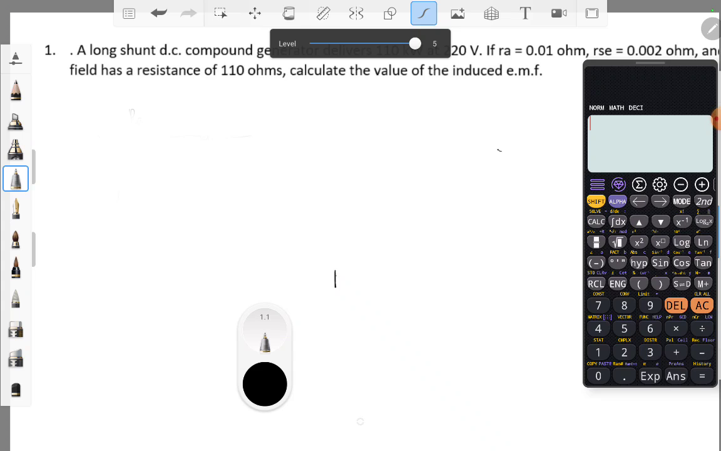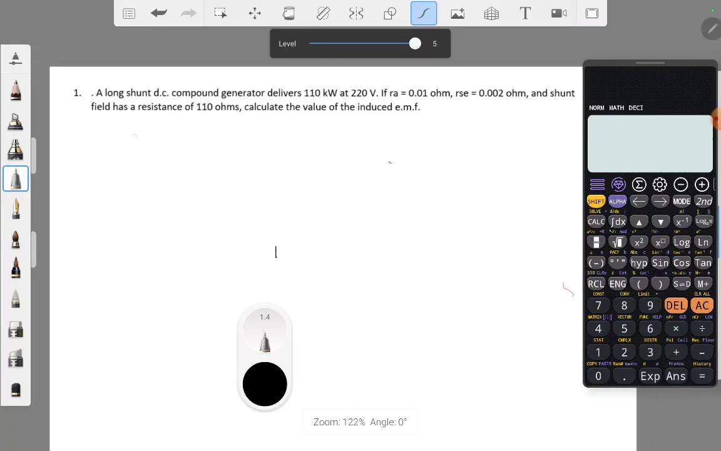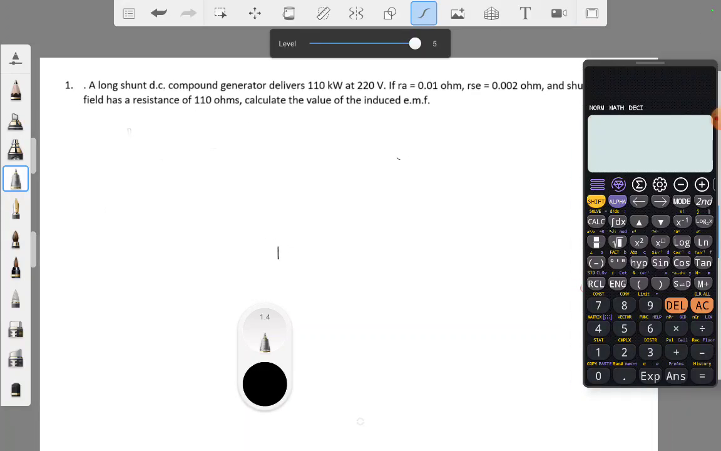Okay, so let's discuss our problem in our previous sheet work. So a long shunt DC compound generator delivers 110 kilowatt at 220 volts.